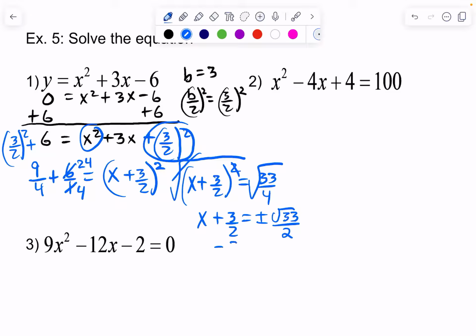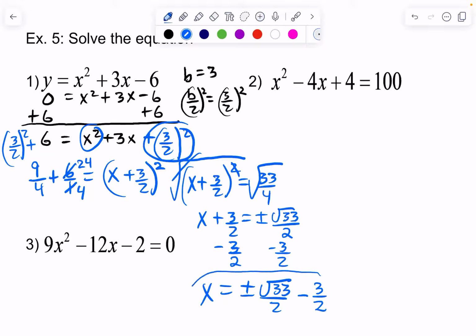And I'm going to subtract my 3/2 from both sides, and x will equal plus or minus square root of 33 over 2 minus 3/2. And there you have it. Let's go. Not that bad. Very step intensive, but once you've got down the steps, it's pretty simple.